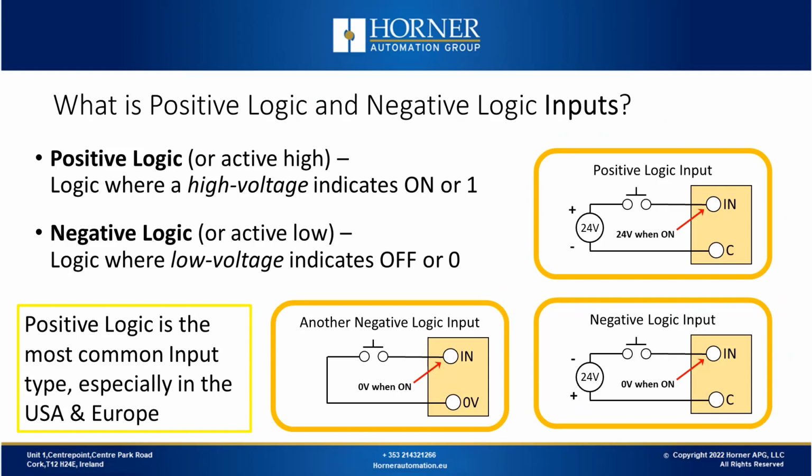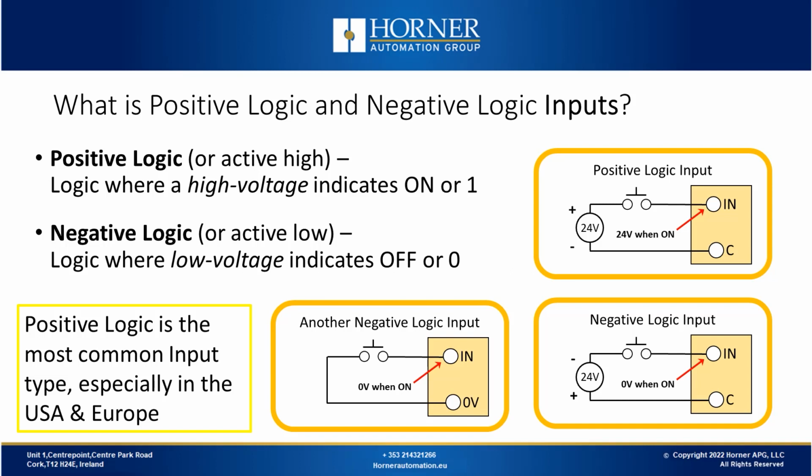Now we'll look at positive logic and negative logic. Positive logic, which is sometimes referred to as active high, is logic where a high voltage signal indicates an on condition or a 1, and negative logic, which is sometimes referred to as active low, is logic where a low voltage condition indicates off or a 0.